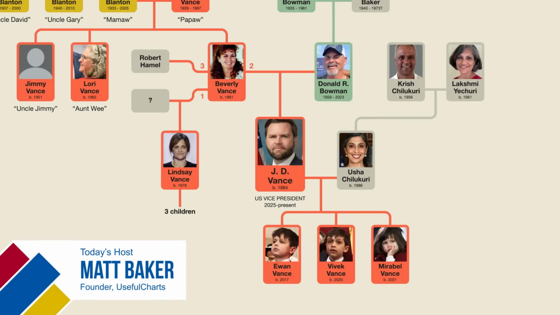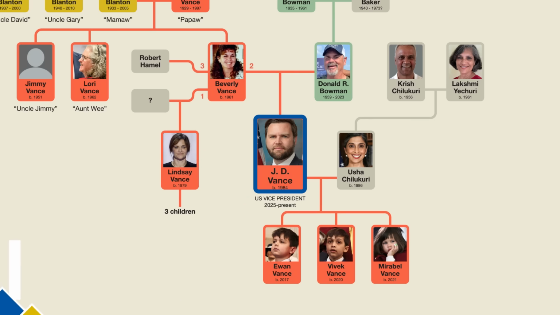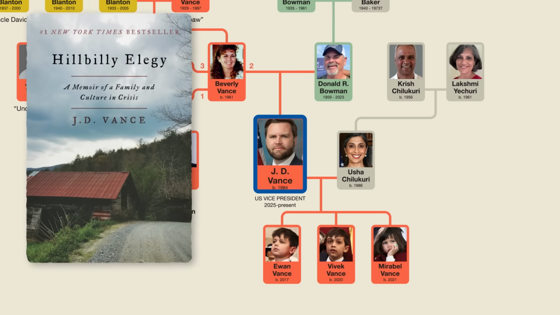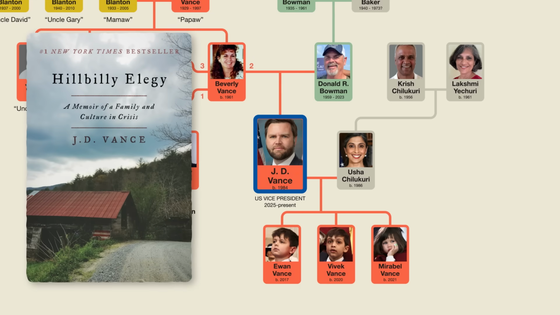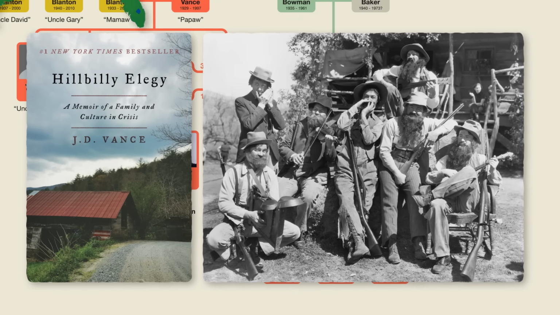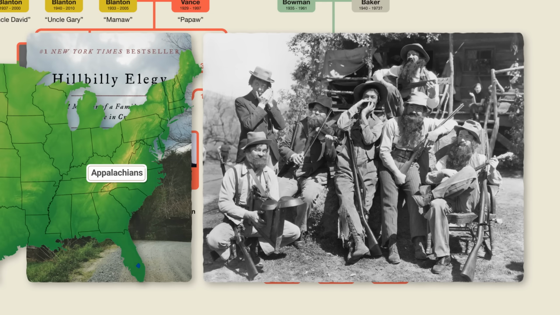Today I'm going to show you the family tree of JD Vance, the current Vice President of the United States and author of the book Hillbilly Elegy. An elegy is a piece of writing that expresses deep reflection, usually involving sadness. And the word hillbilly, well, that's a word that is used in America to describe a certain type of country person, usually from the Appalachian Mountains.